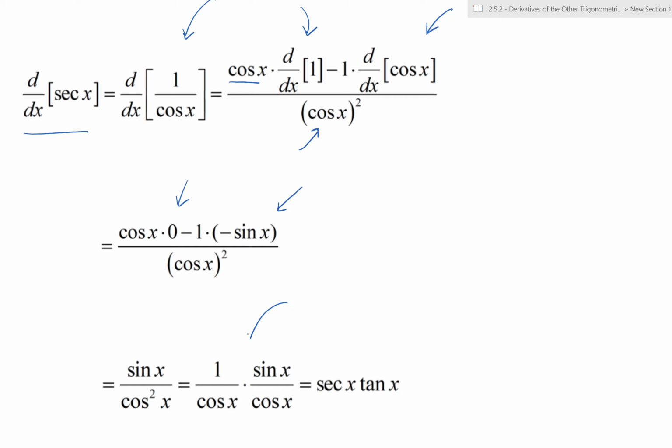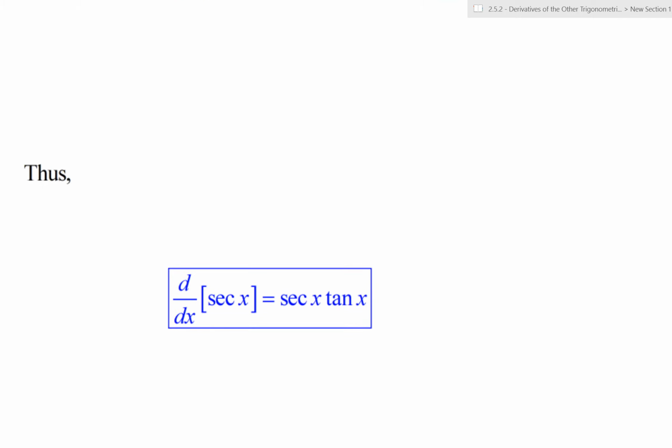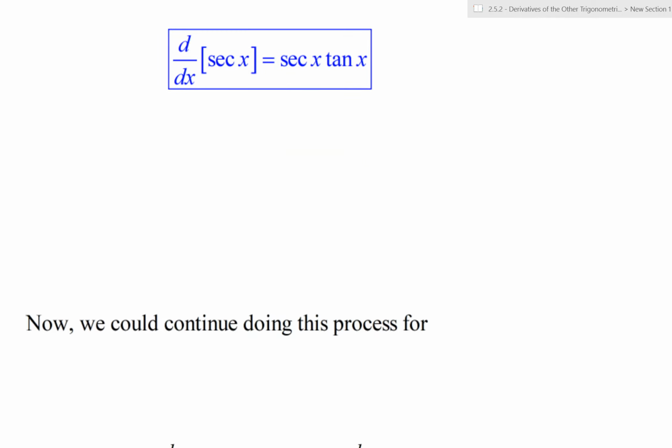And then if we just rewrite it as a product, notice that sine of x divided by cosine of x squared is the same as 1 divided by cosine x times sine x divided by cosine x. Now 1 divided by cosine x is secant x, and sine of x divided by cosine x is tangent x. So the result is secant of x times tangent of x. And thus another result: the derivative with respect to x of the secant x function is secant x times tangent x. Added to the list. Now, of course, we could keep doing this with the other two functions.